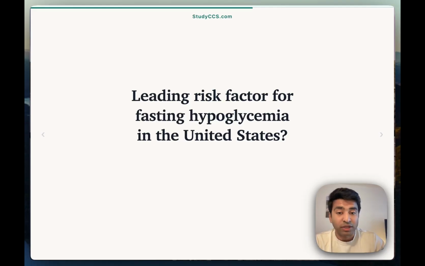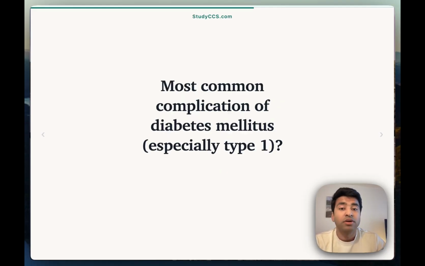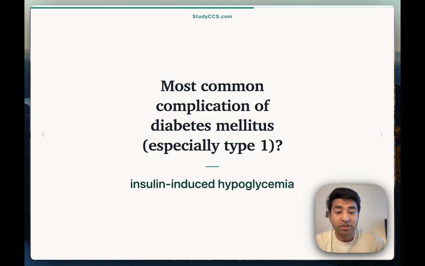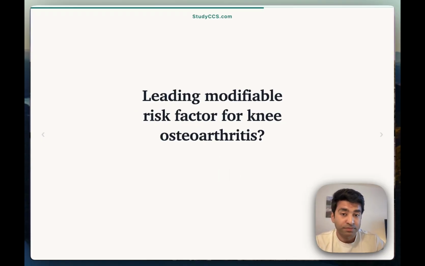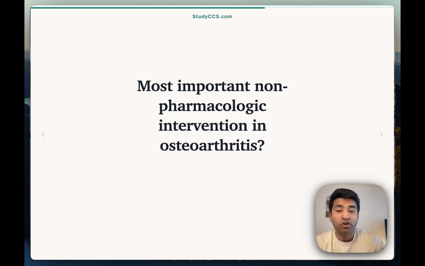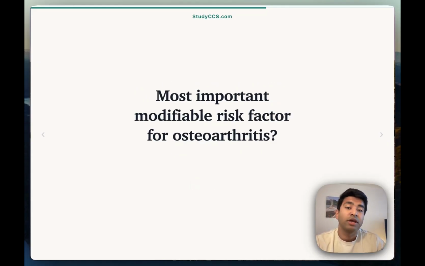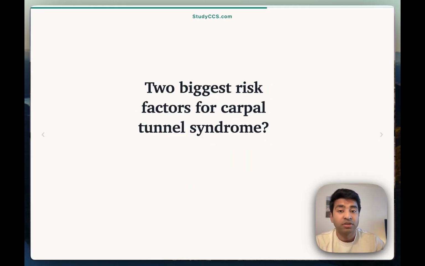Risk factors for hypoglycemia in the US, alcoholism. Most common complication of type 1 diabetes is insulin-induced hypoglycemia. Most likely clinical manifestation of Paget's disease, bone pain. Leading modifiable risk factor for knee osteoarthritis, obesity. Most important non-pharmacologic intervention in osteoarthritis, exercise. Important modifiable risk factor for osteoarthritis, obesity.